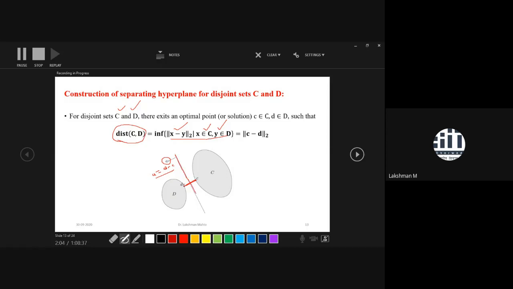There is no issue. You can also draw other separating hyperplanes. So there are infinitely many separating hyperplanes for this case. So you have to choose or select the optimal one. Which one is the optimal separating hyperplane? It depends upon what kind of problem you are dealing with.